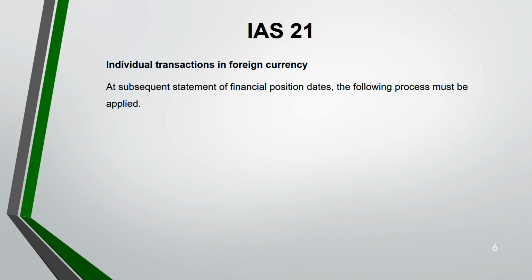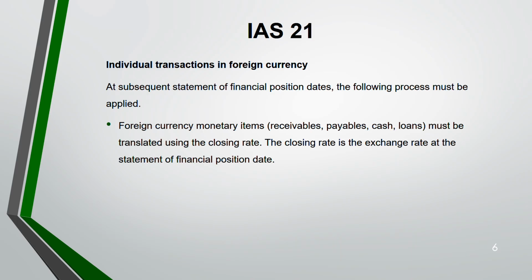Now, at a subsequent statement of financial position date, the following process has to be applied. You have to identify what you are translating, and based on that, you have to decide the rate. If it is receivable, payable, cash, loan, you will translate them using the closing rate. The closing rate is the exchange rate at the statement of financial position date. This will be given to you in the exam. All these rates, you don't have to determine, you don't have to calculate. You just have to know which rate to use.